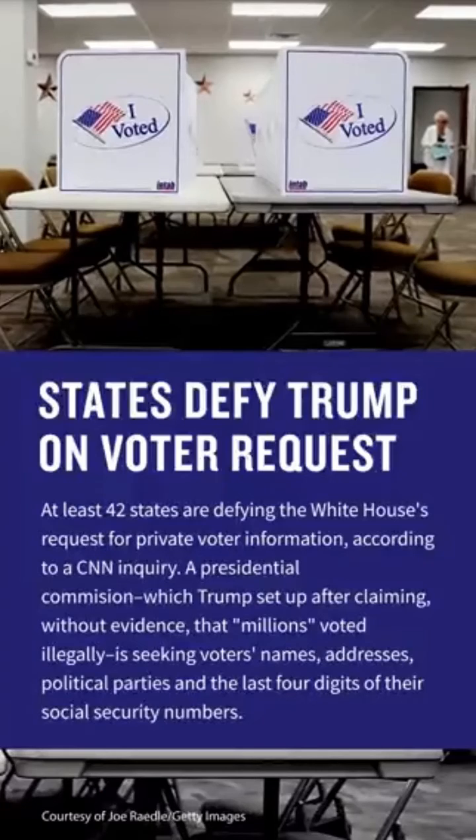All right, so here's an example of part of CNN's Snapchat story. It says, states defy Trump on voter request. At least 42 states are defying the White House's request for private voter information, according to a CNN inquiry. A presidential commission which Trump set up after claiming without evidence that, quote, millions voted illegally, is seeking voters' names, addresses, political parties, and the last 4 digits of their social security numbers.